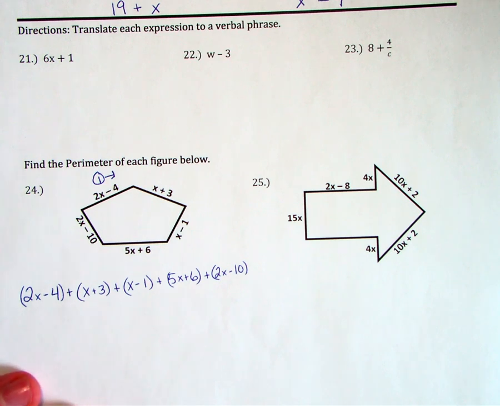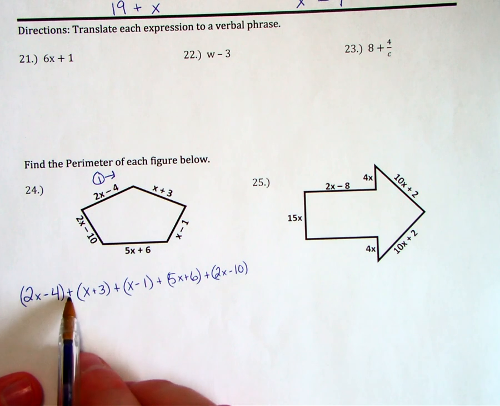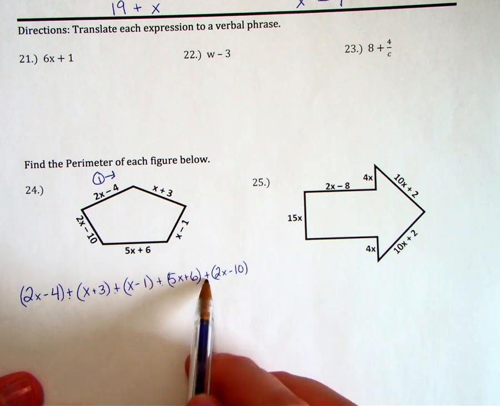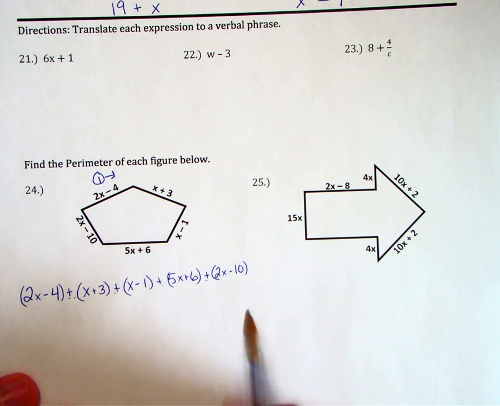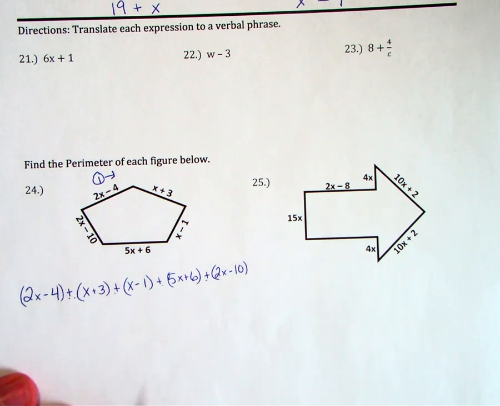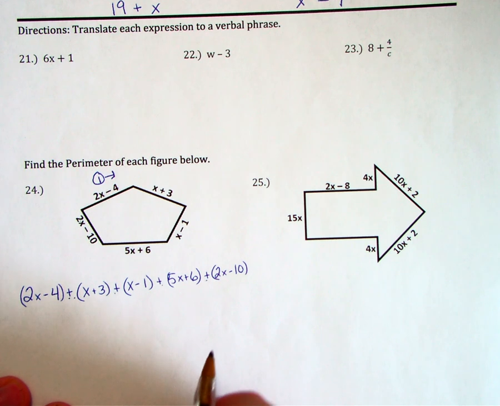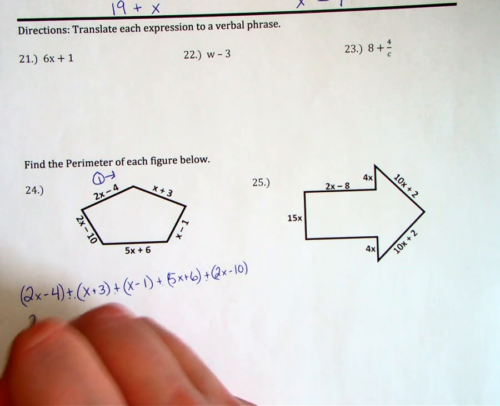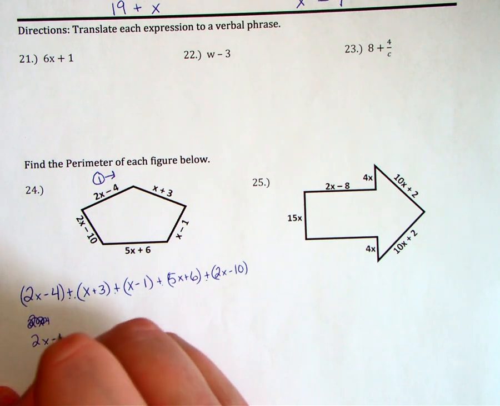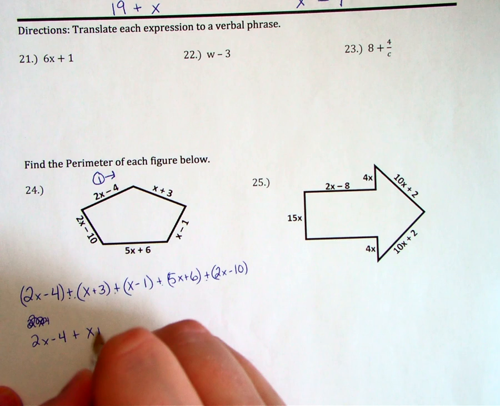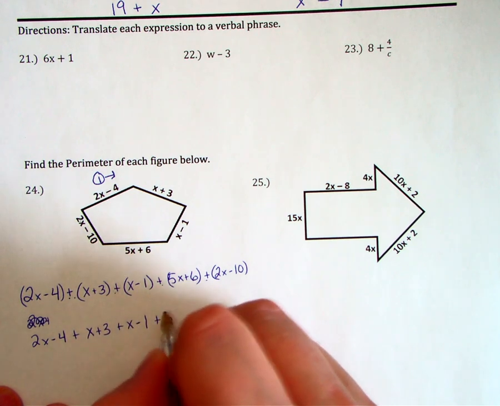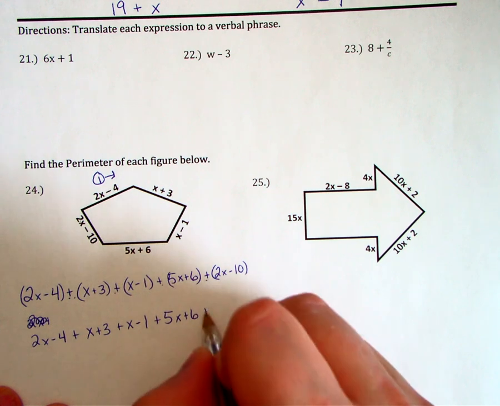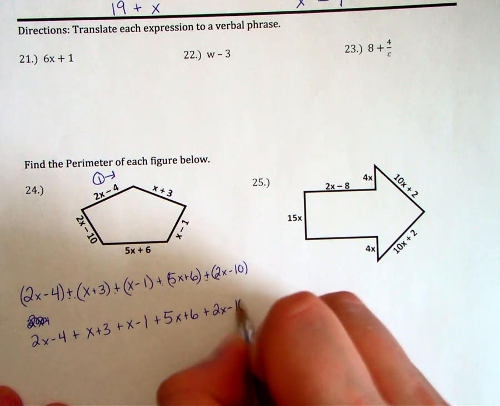Now we have a bunch of parentheses, and we look through and see that I have addition signs in front of every parentheses. If you distribute the 1 that's in front of the parentheses to every term, those parentheses are going to disappear. So we will be left with 2x minus 4 plus x plus 3 plus x minus 1 plus 5x plus 6 plus 2x minus 10.